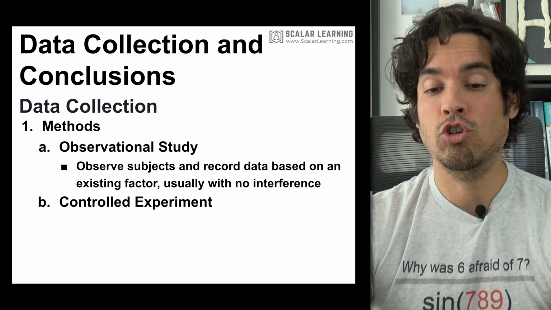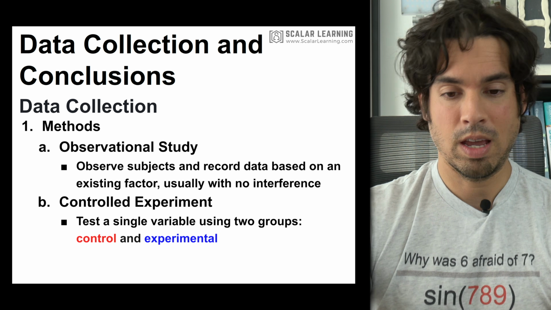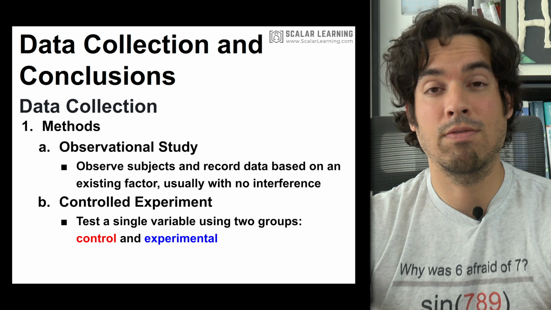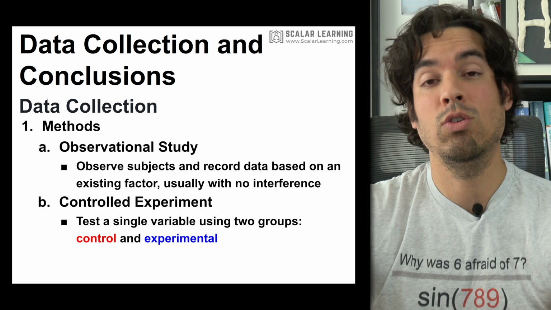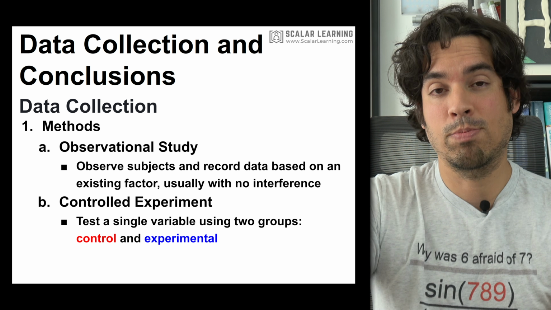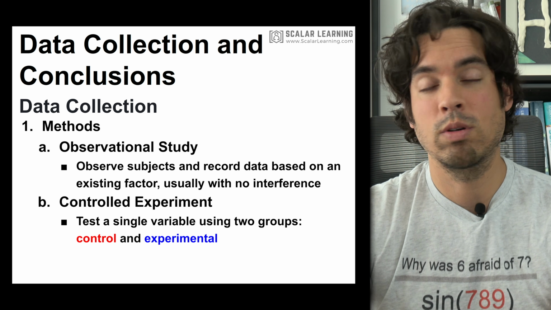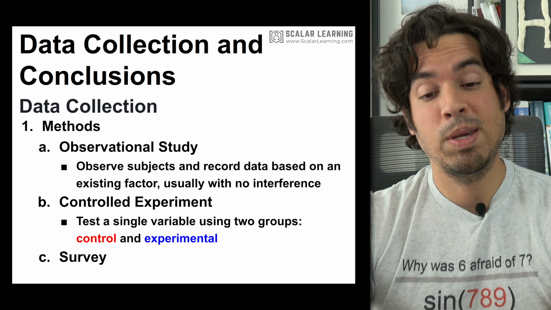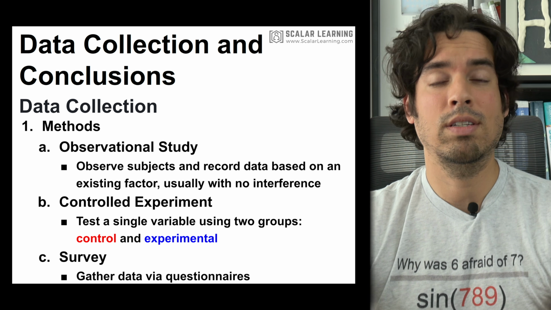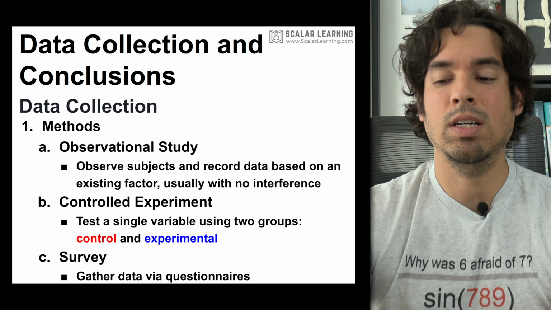You might also have a controlled experiment where you test a single variable using 2 groups, a control and an experimental group. This might be something you would use if you're testing a pharmaceutical, right? You want to see if it works. So you say, hey, you guys are the control group, you take no medication. You guys are the experimental, you'll take this new drug, and we're going to compare and contrast after 2-3 months, something like that. Finally, you could give people a survey where you gather data via questionnaires. You say, hey, on a scale of 1 to 10, what's your thoughts on building this new highway through our town? Something along those lines.